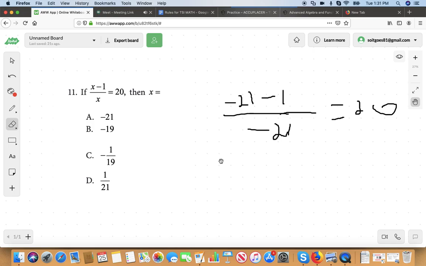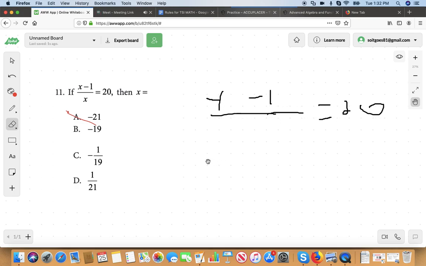So I think we can just logically, again, using those estimation skills, so handy, get rid of answer choice A. Okay. Let's do the same thing. Let's plug in negative 19. If you want to just erase and plug in negative 19 instead of negative 21, that's fine. Great. Negative 19. Let's do the same thing here.